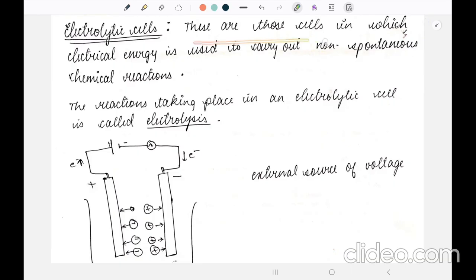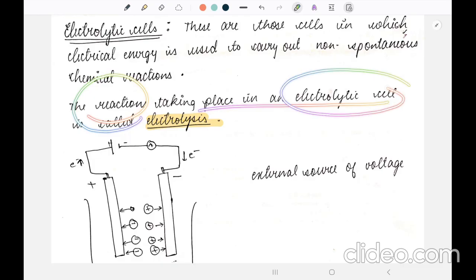The electrolytic cells are those cells in which electrical energy is used to carry out non-spontaneous chemical reactions, and the reaction taking place in an electrolytic cell is called electrolysis. It is very important to understand what electrolysis is. So electrolytic cells are those which use electrical energy to carry out non-spontaneous chemical reactions, while the reaction happening in an electrolytic cell is called electrolysis.